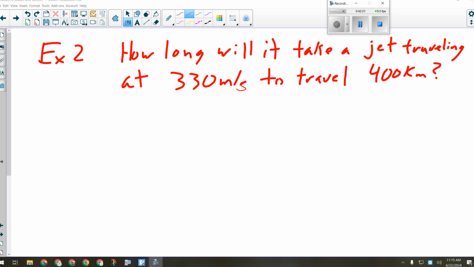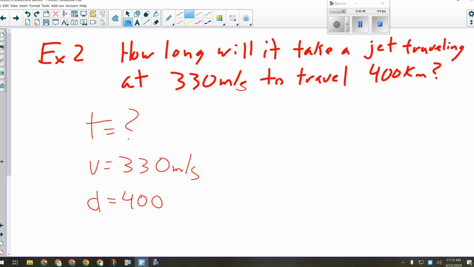When I write down my givens for this one, I'm looking for how long this is going to take, so I'm looking for time. They tell me the speed, because they don't give me a direction on the 330 meters per second, which incidentally is very fast. This is basically the speed of sound, right? So this aircraft is almost supersonic. Very, very quick. And it's traveling 400 kilometers. To find time, I would manipulate v equals d over t for t. So I'd end up with t equals d over v. But what problem do I have when I put in this?